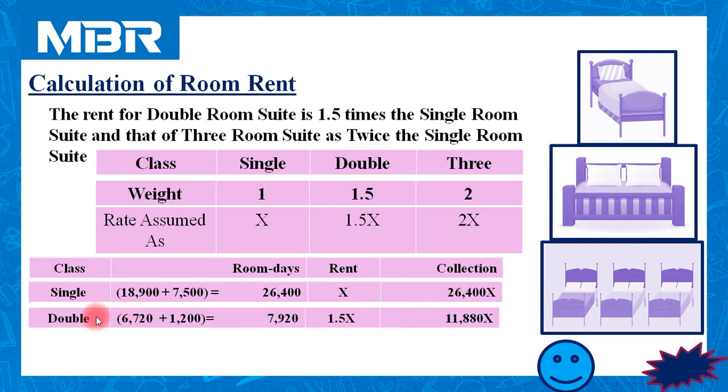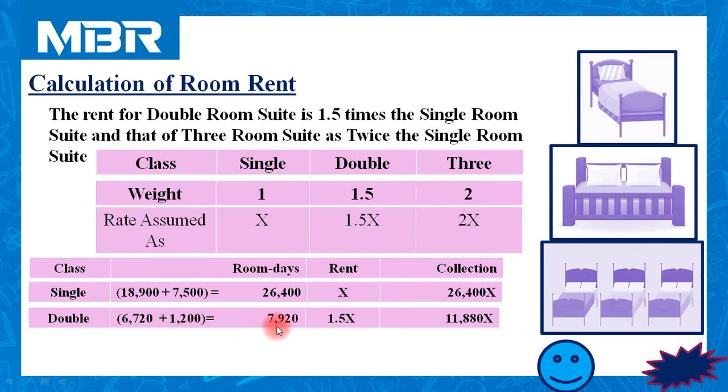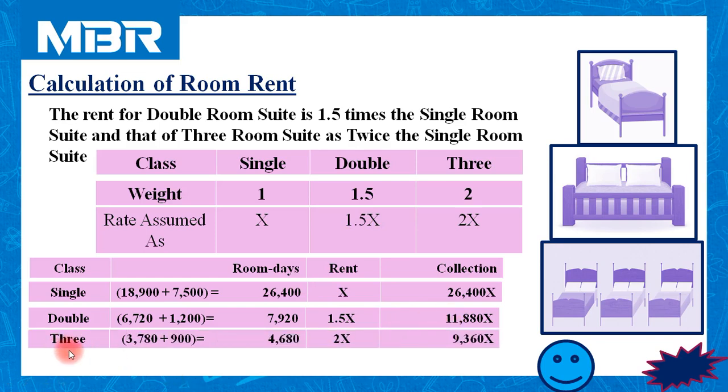Double room: 7,920 room days. Again, you can visit the calculation. For a double room, 6,720 in summer and 1,200 in winter. So the total number of room days for the double room category is 7,920, and the rent is assumed as 1.5x. So the total collection from the double room category is 11,880x.